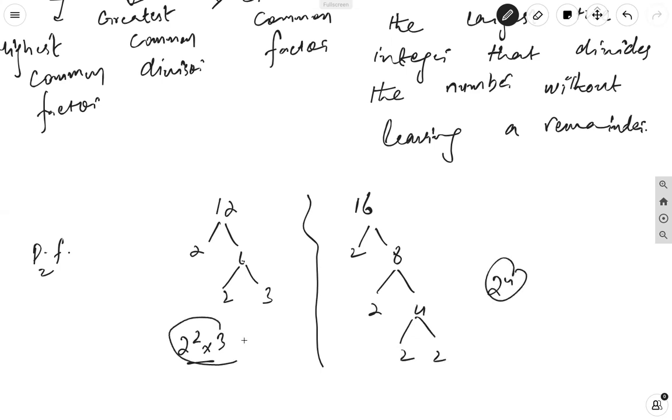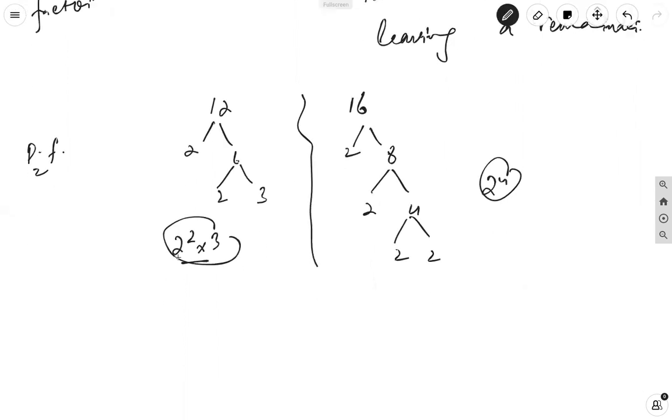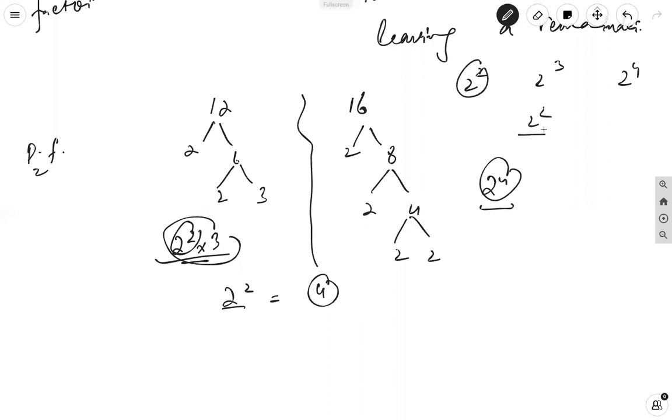For HCF, just remember one thing: just take the lowest power. For example, this is 2 power 4 and this is 2 square into 3. Just take the lowest power of the common term, that is 2 square, which is common in both. The HCF of this is 4. For example, if one is 2 square, one is 2 cube, and one is 2 power 4, the HCF will be 2 square, right?